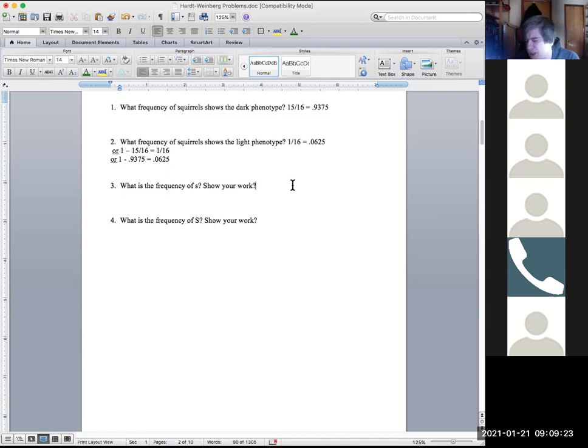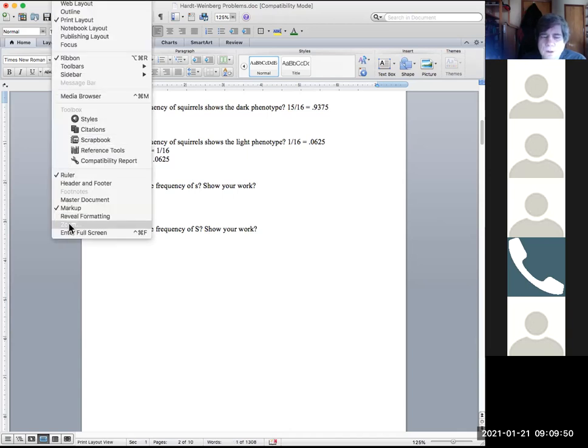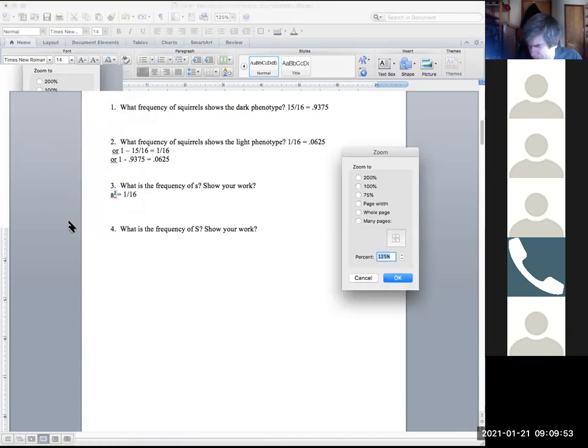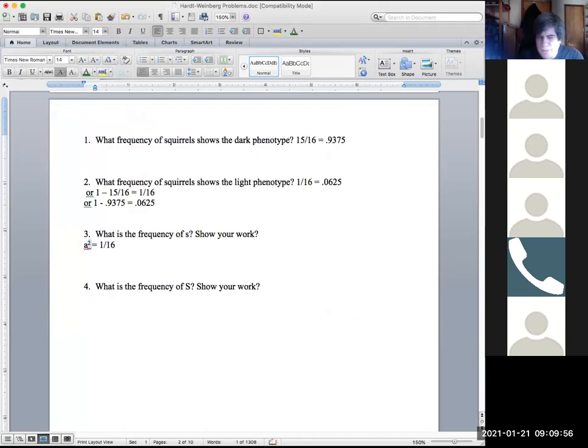Now, what's the frequency of little s? Show your work. Okay, so if we think about this, notice that what we really have is squirrels that are light colored are little s, little s. Their genotype is 2 little s's. Oops, that should be an s, not an a. So this means little s squared is 1/16.